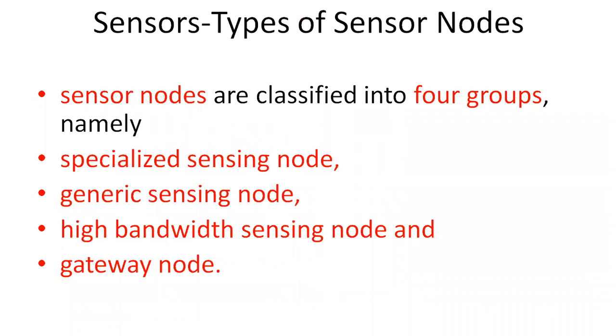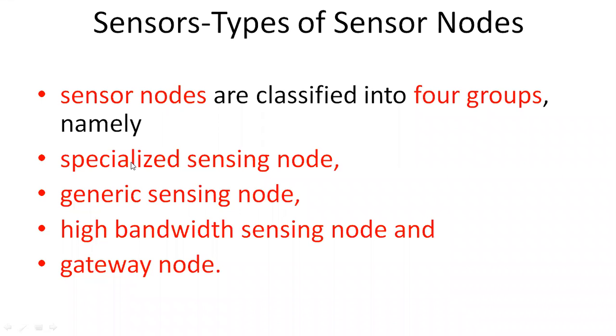The very important thing in this case is the sensor node types. The sensor nodes are classified into four different groups. What are the four different groups? A specialized sensing node, a generic sensing node, a high bandwidth sensing node, and a gateway node. These are the four groups the sensor nodes are divided into.